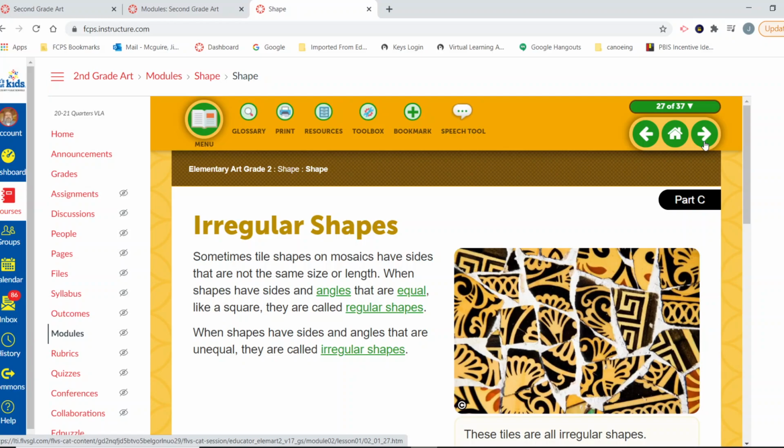So we're talking about those quadrilateral shapes, those things like those squares, but what about irregular shapes? Sometimes those mosaic tiles have irregular shapes. They might have funky angles and sides that are equal or not equal. If the sides are equal and the angles are the same, we'll call those regular shapes. But when the angles and the sides are not equal, man, it makes some irregular shapes like that one, this one.